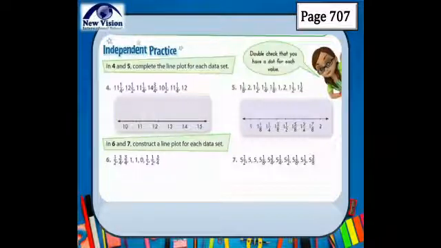11 1/4, 12 1/2, 11 1/4, 14 3/4, 10 1/2, 11 1/4, and 12. Number 5. So let's start with 1 1/8, 2, 1 1/2, 1 1/4, 1 1/8, 1, 2, 1 1/2, and 1 1/4.